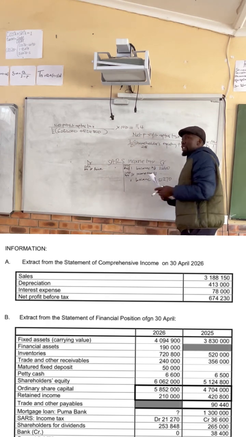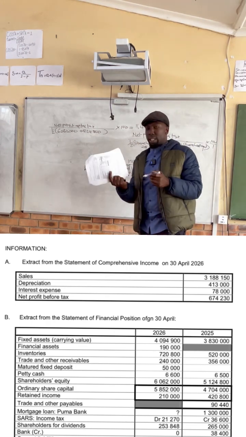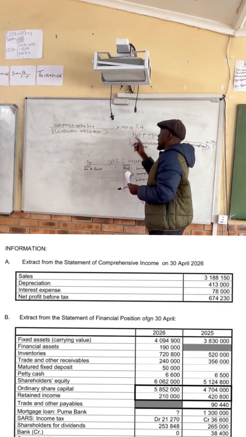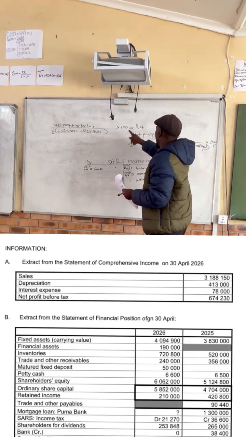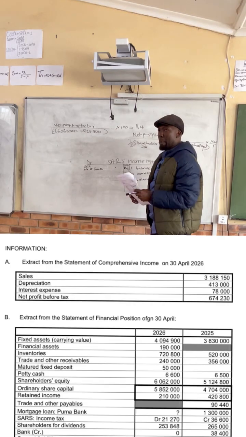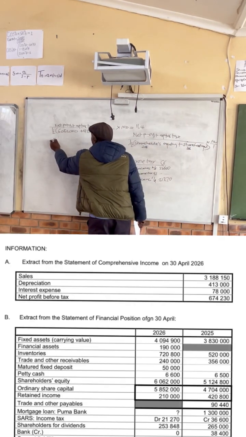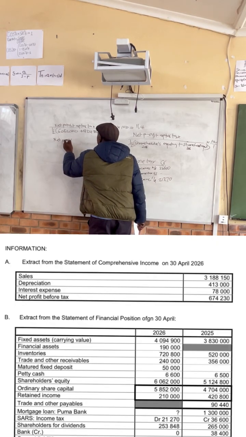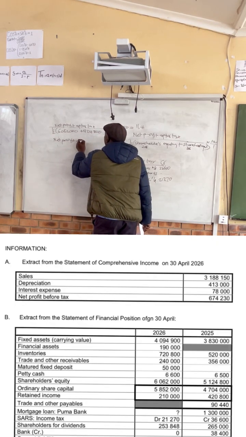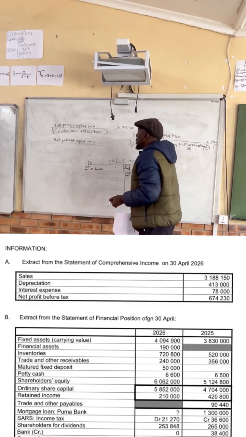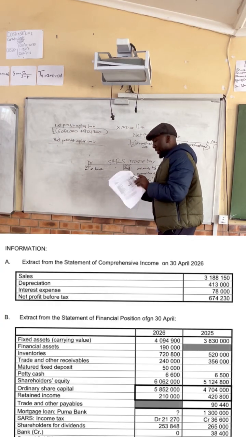14,4. You must tell your learners that you must not put a percentage, because when you multiply by 100, that's when you get your percentage. You must not put over 100 or percentage there. So we have this. Then we are going to have our net profit after tax. This divided by 2 is going to give us what?